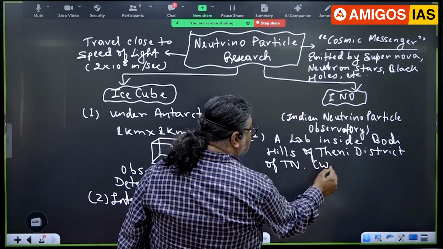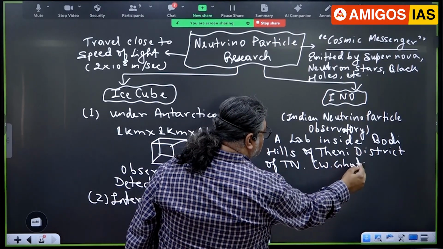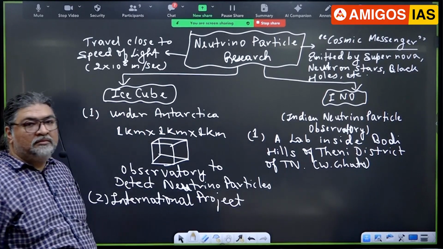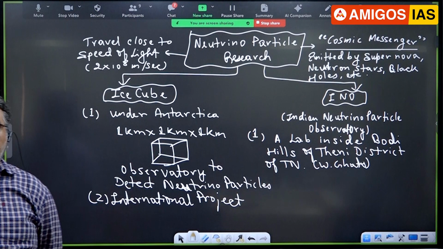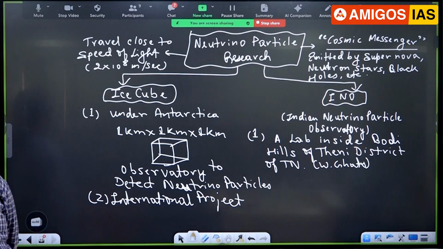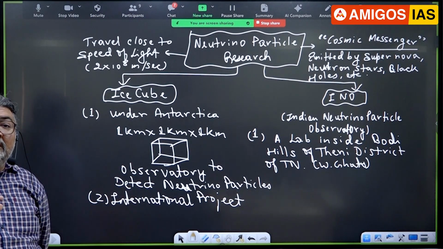Now this is part of the Western Ghats. This forms part of the Western Ghats landscape. Now the question is, why are we doing it there? We are doing it there because it has the hardest rock.